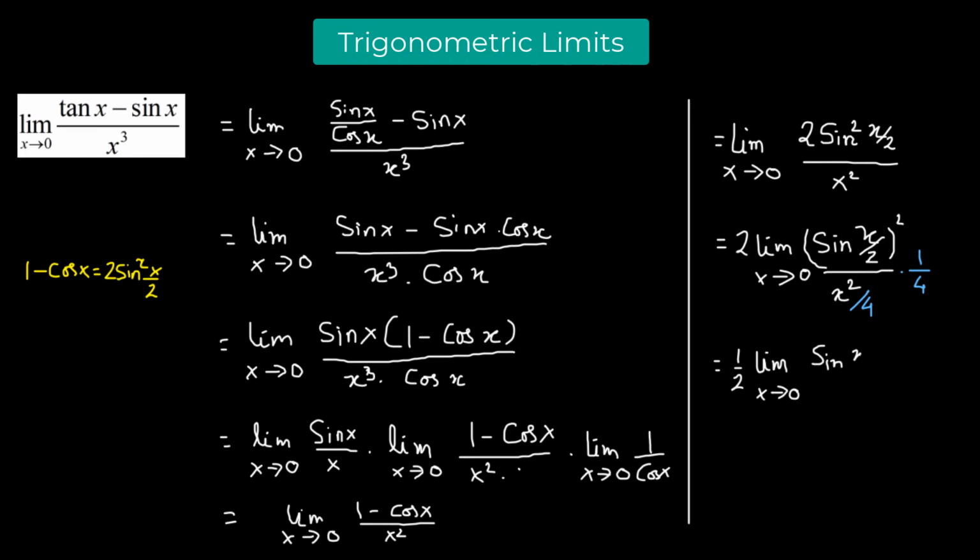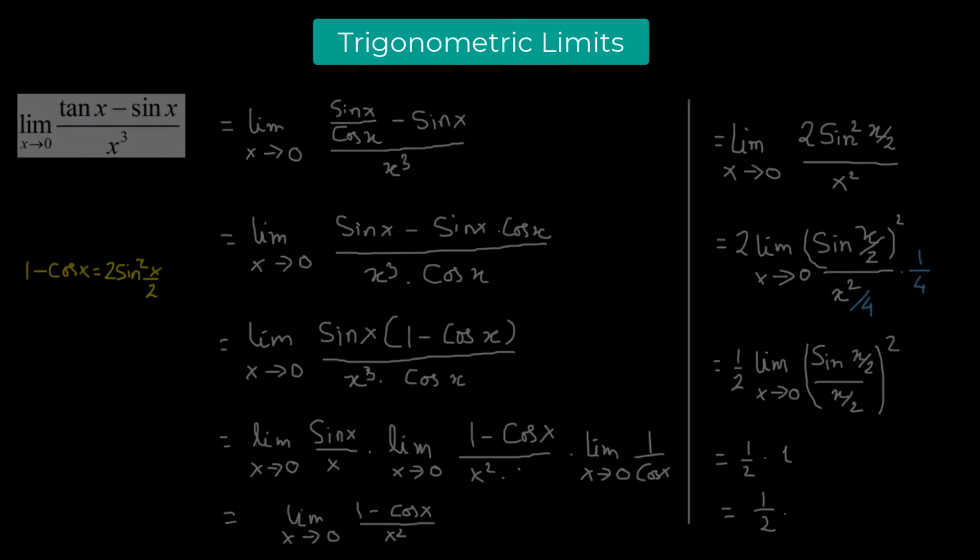So we have sine x over 2 divided by x over 2, whole squared. So we have to apply the limit twice, but I'm only writing it once here. So this will be equal to half times 1. So we get the limiting value of 1 over 2. So let us do another problem.